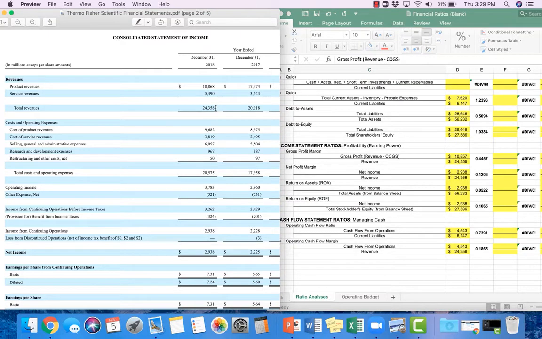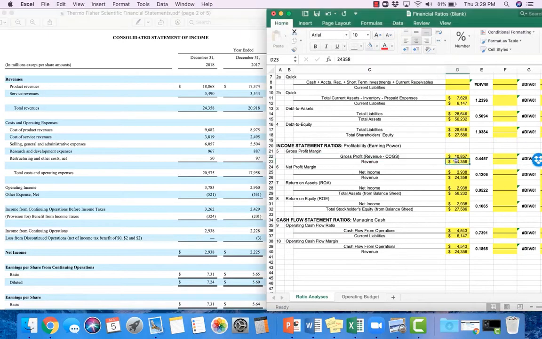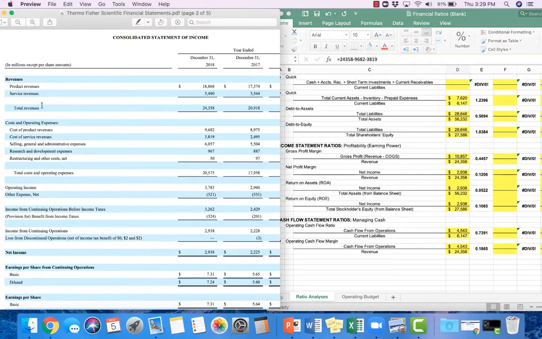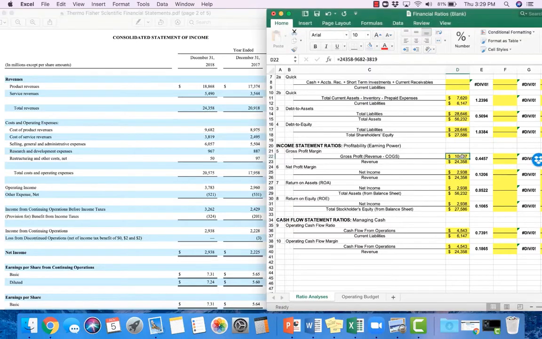So we can see I've got that here in my spreadsheet. And then for the revenue minus our cost of goods sold, we'll take our total revenues here and subtract the cost of our product revenues and the cost of our service revenues. So we'll take these two numbers here and subtract it from the 24,358. That'll give us 10,857. Note that all the numbers I'm saying are in millions.